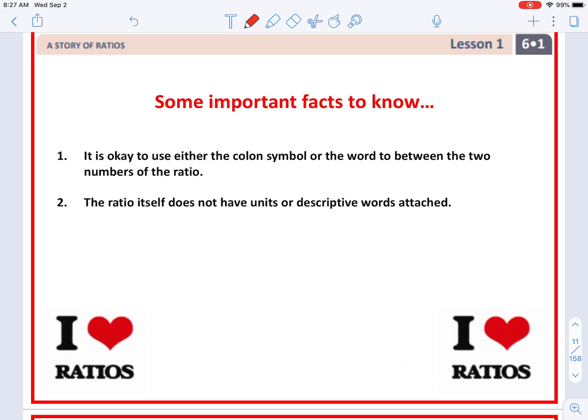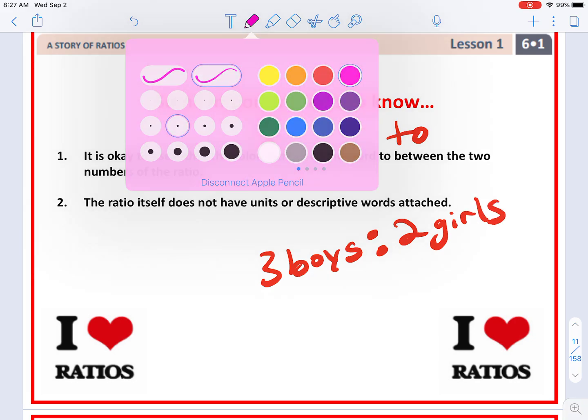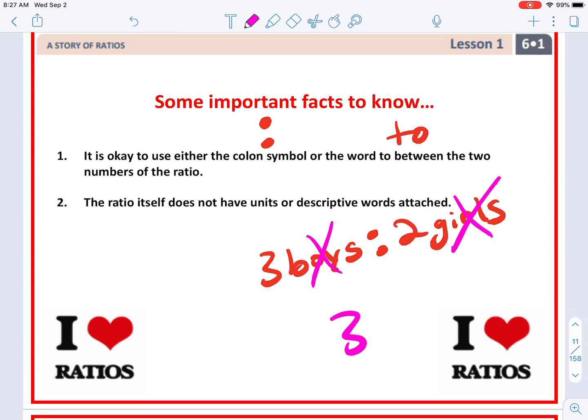All right, some important facts to know. It is okay to use either the colon symbol, like we've discussed, or the word to between the 2 numbers of the ratio. The ratio itself does not have units or descriptive words attached. So we don't use descriptive words when we're writing a ratio. We do not need these words when we're writing a ratio. We would just write it 3 to 2. Okay? Remember, there are 2 ways to write a ratio, with the colon symbol or the word to.